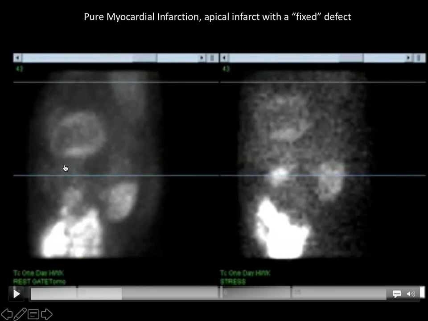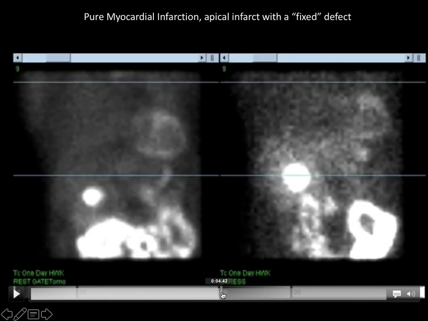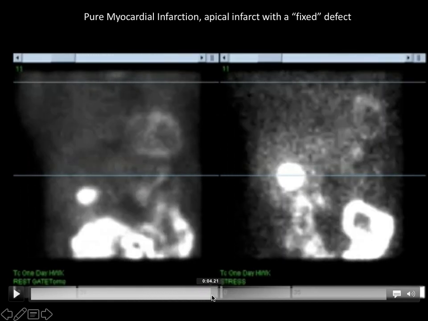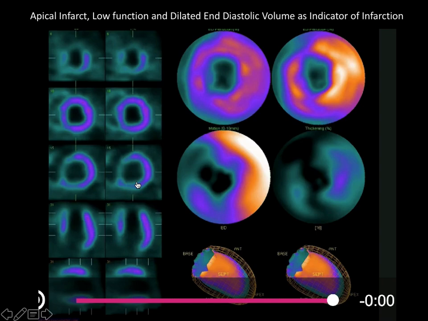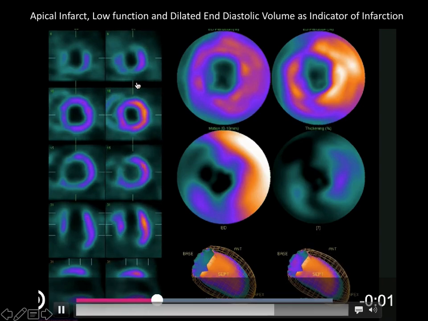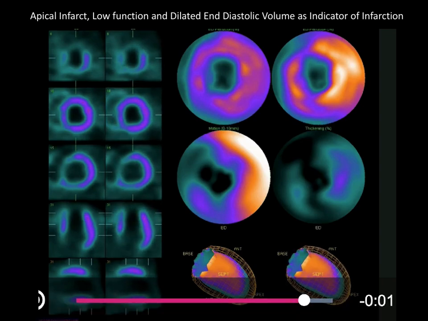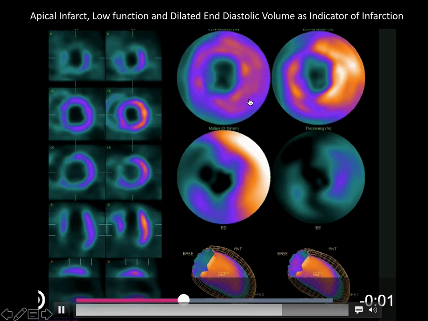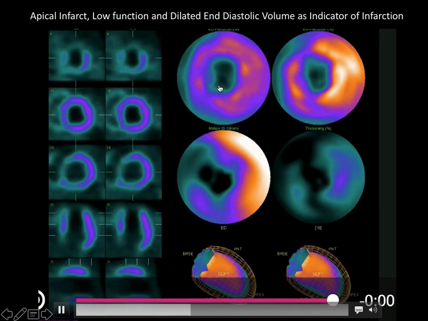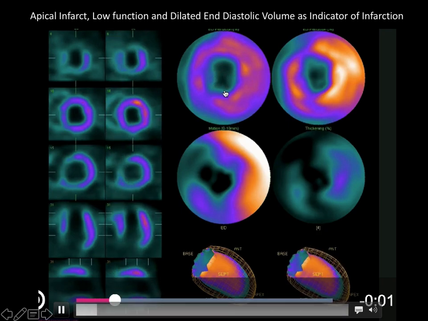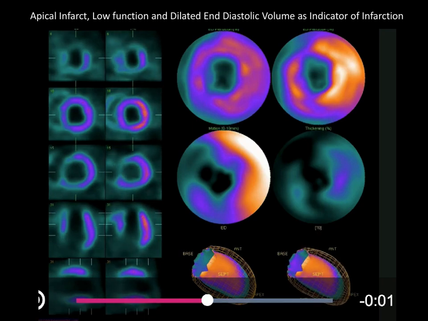And so basically the apex of this heart has a fixed defect, right? There's a defect here, and then that defect is fixed over here. So that's what your raw data looks like. And so this person has an apical infarct. In the bullseye, you can see under the stress and the rest, there's this very large region that doesn't get any perfusion at all, according to the SPECT scan.